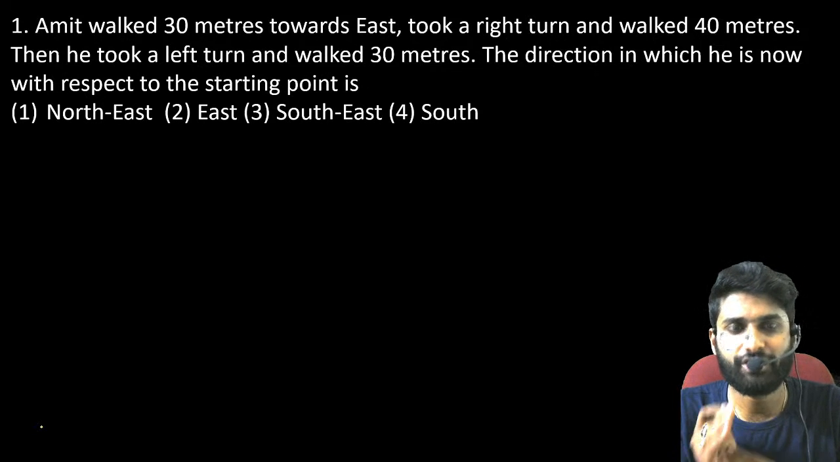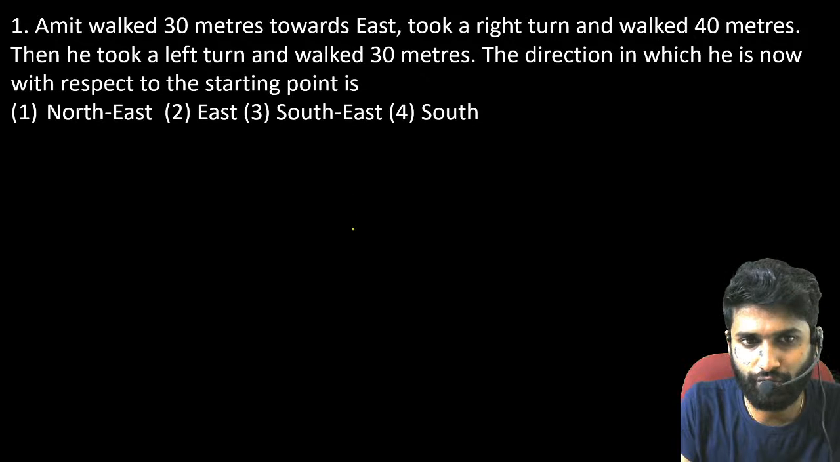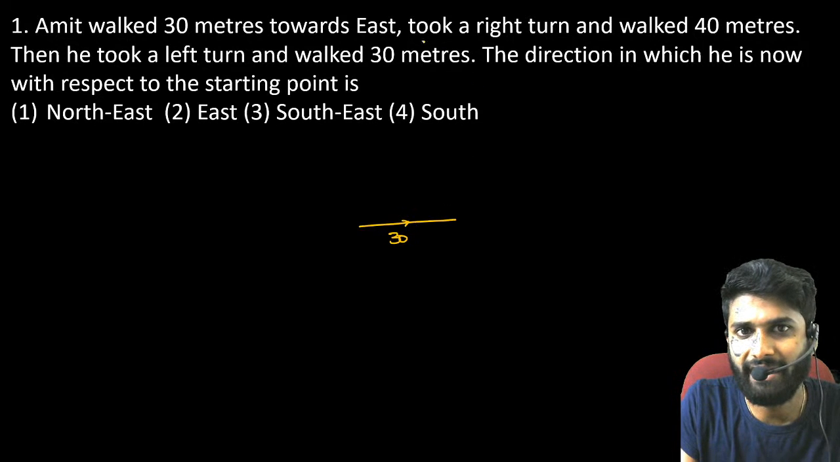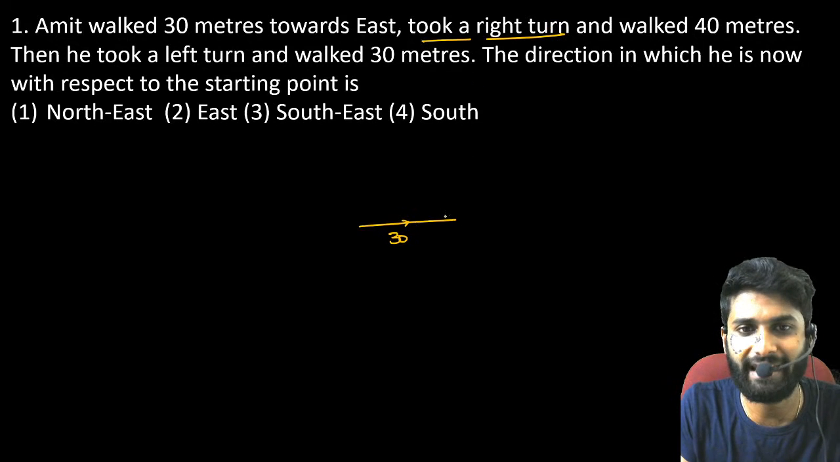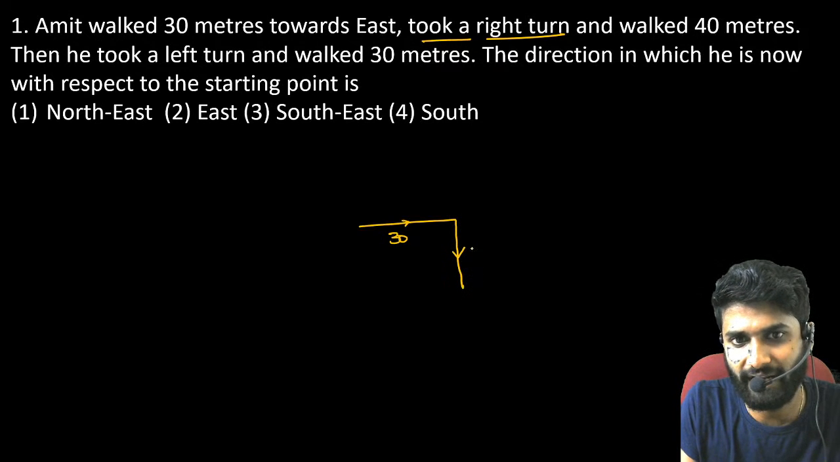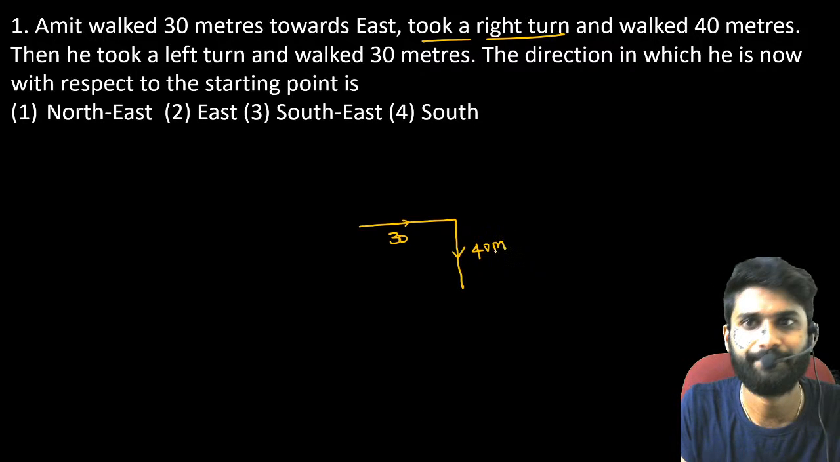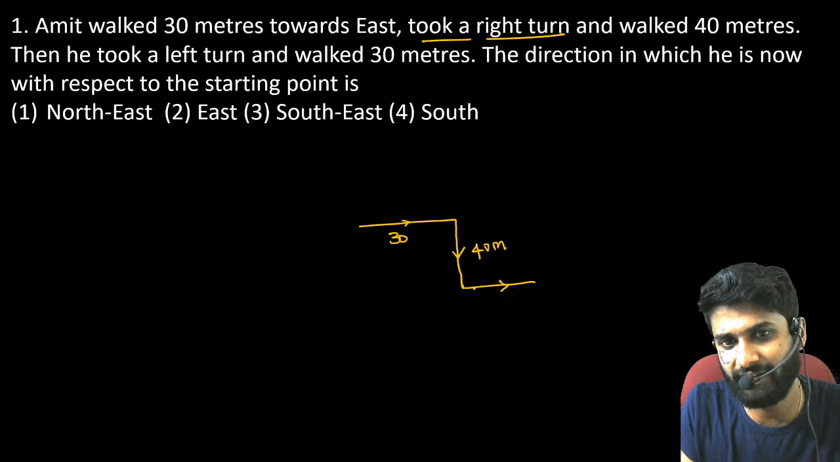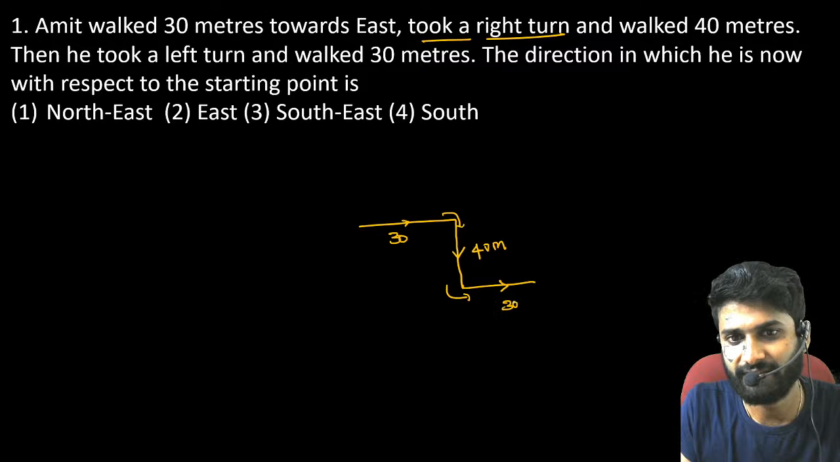Amit walked 30 meters towards east. I just draw an arrow like that. And he took a right turn. A right turn is always indicated as south. He took a right turn and traveled 40 meters. Then he took a left turn, and he traveled 30 meters.